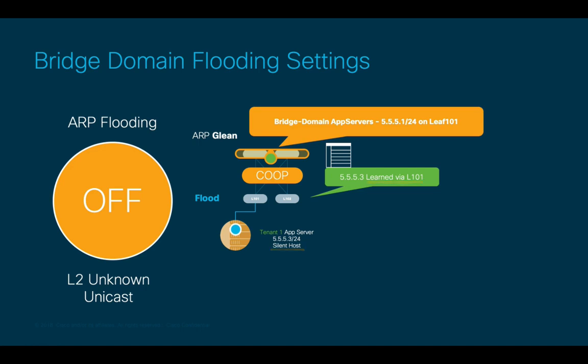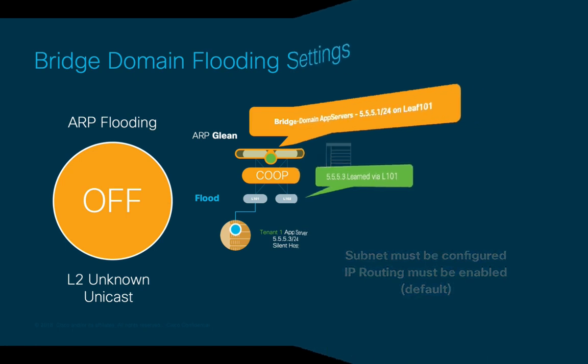However, keep in mind that you must have the corresponding subnet configured within the bridge domain, and IP routing must be enabled in order for this to work. With this configuration, ACI optimizes forwarding and flooding behavior by leveraging spine proxy.